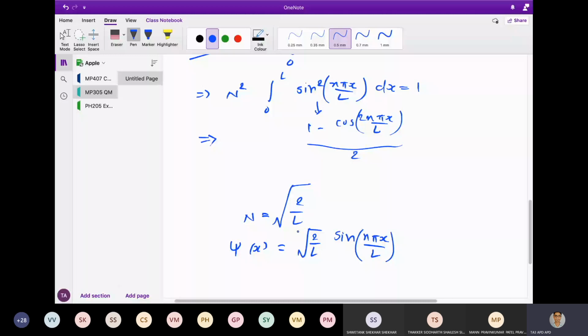Okay, so I hope everybody is getting this. I think this should be the correct answer, and it is the correct answer. So sine is normalized to this format. And we have one more question in that, which says: evaluate the expectation value of its momentum.